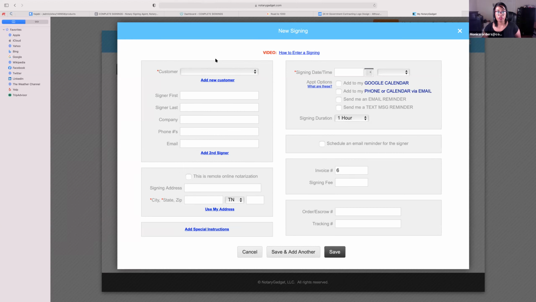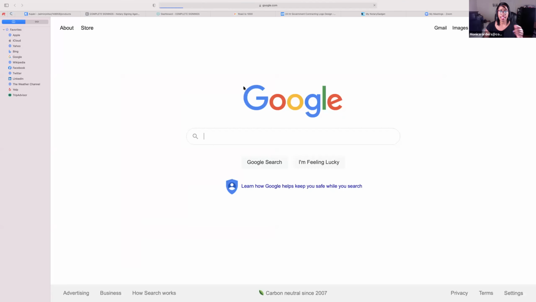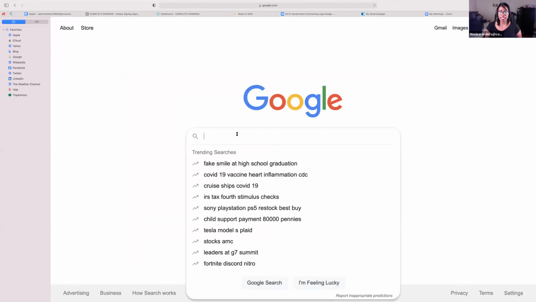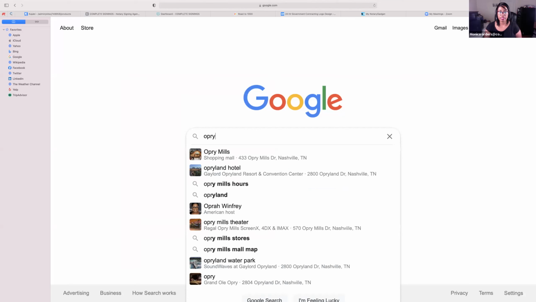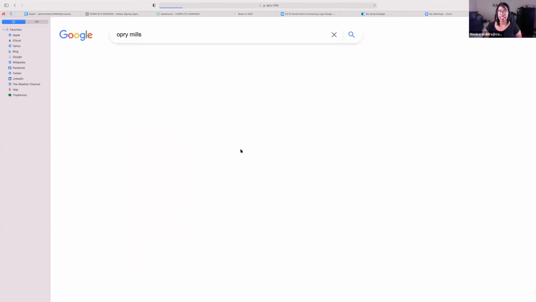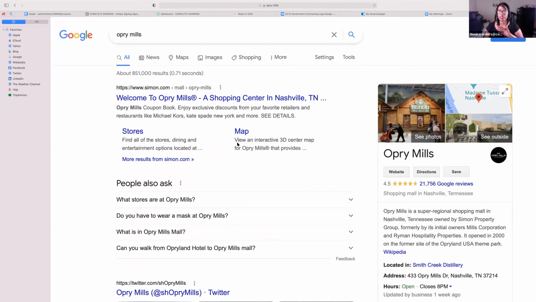That is your point of reference. That is the place that you will not go any further than. For me, I'm going to show you how I do it. I'm going to go over here to Google, and I am not going to travel any further than Opry Mills Shopping Mall in Nashville. I am in Murfreesboro. If you are past Opry Mills Mall, you are not going to be included in my standard pricing.